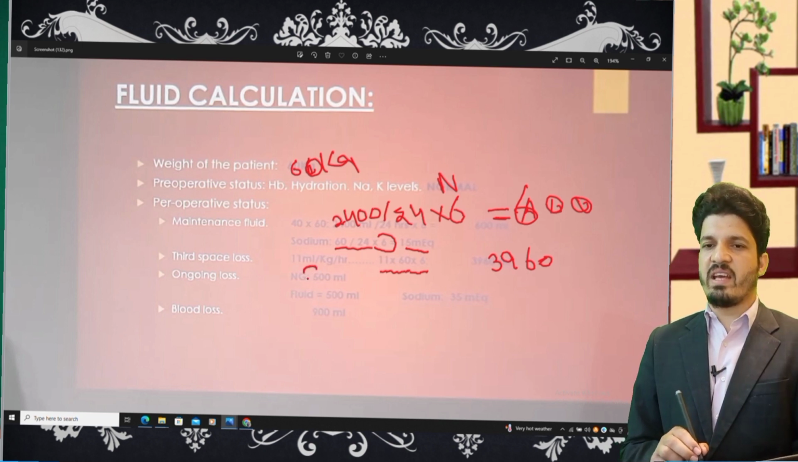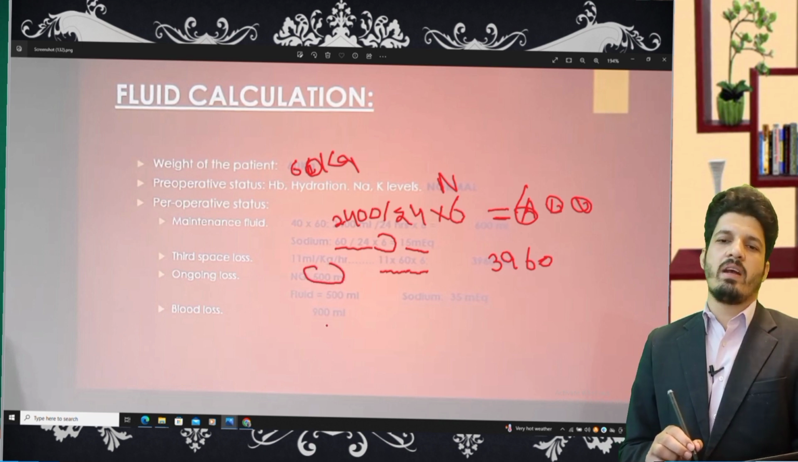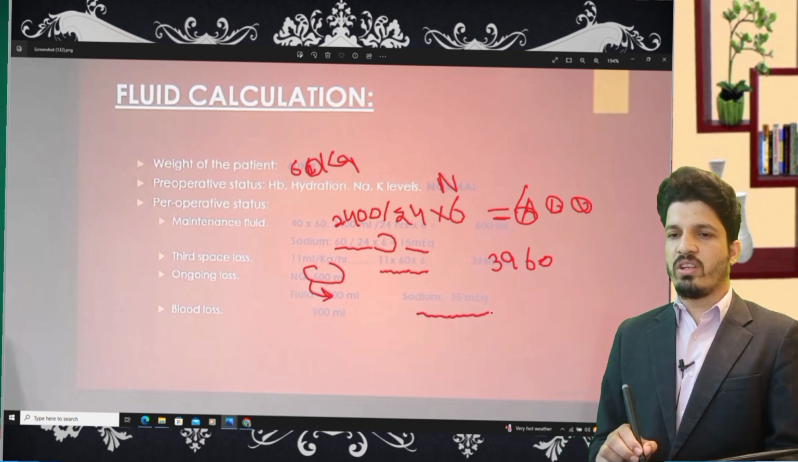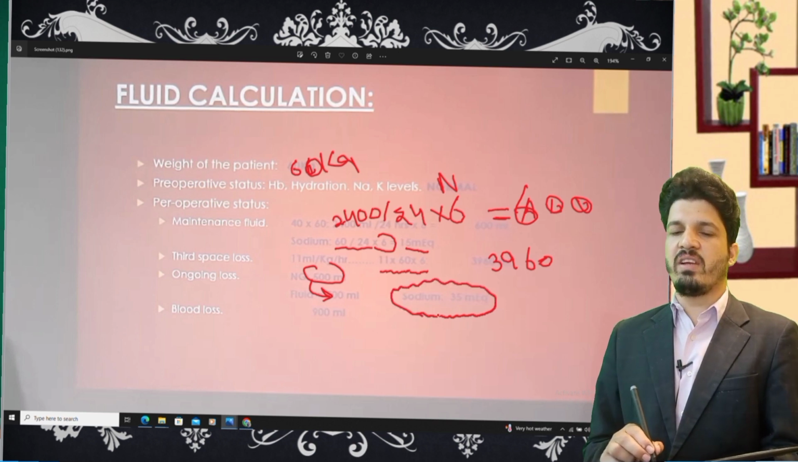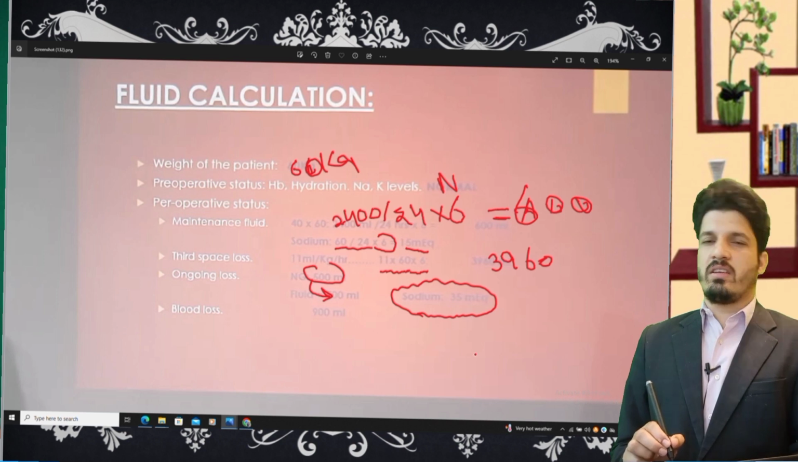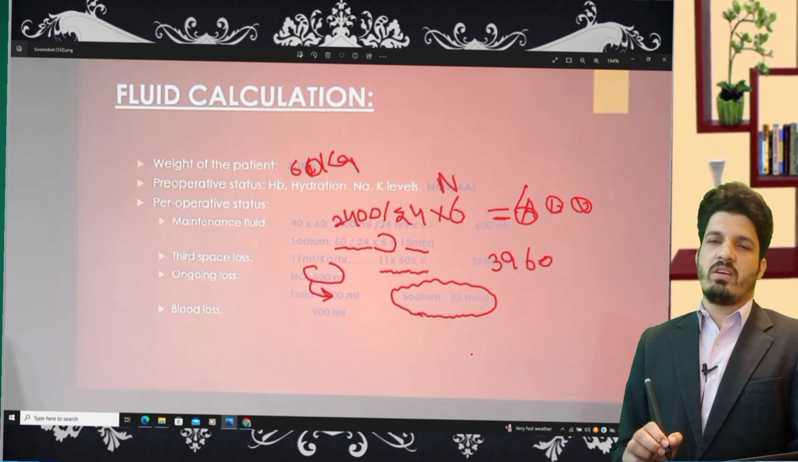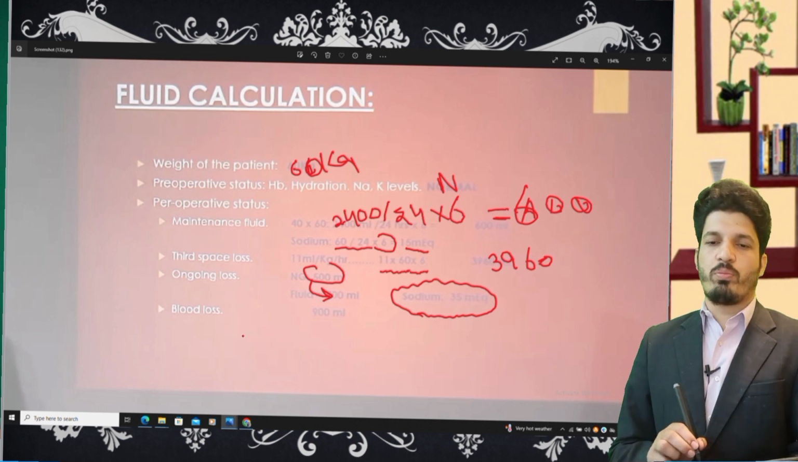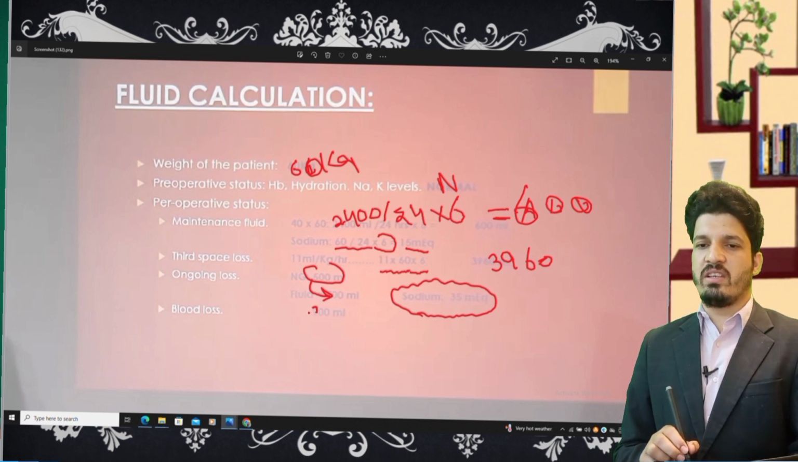Okay, and ongoing losses in the NG in the 6 hours is 500 ml. So in the NG the fluid is 500 ml and the sodium is 35 milliequivalent. In the previous sections I have told you that you can use the crude method by secretions to calculate the electrolyte deficit. So blood loss in this procedure was 900 ml.